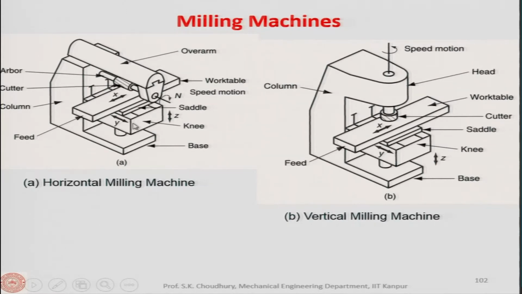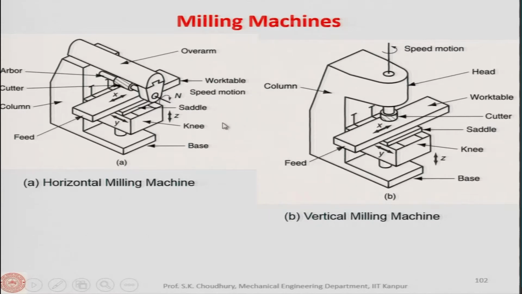This is also called the knee, because, as you see, it is located in the middle. So, this is a base actually. On this, the saddle and the work table move in directions perpendicular to each other. As I said, once again I repeat, the work table moves along the x direction, whereas the saddle moves in the feed in the y direction. That means perpendicular to x.